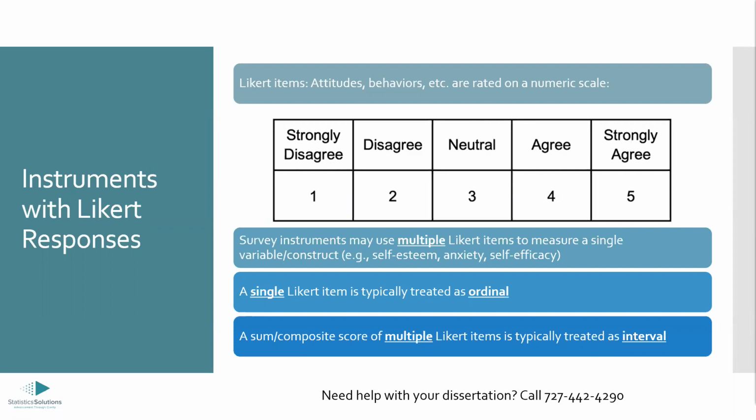Like I said, there's a lot of debate in the statistics literature over the most appropriate way to treat these items, but treating single Likert items as ordinal and composite scores as interval is the most typical way you see these types of measures treated in this level of research.